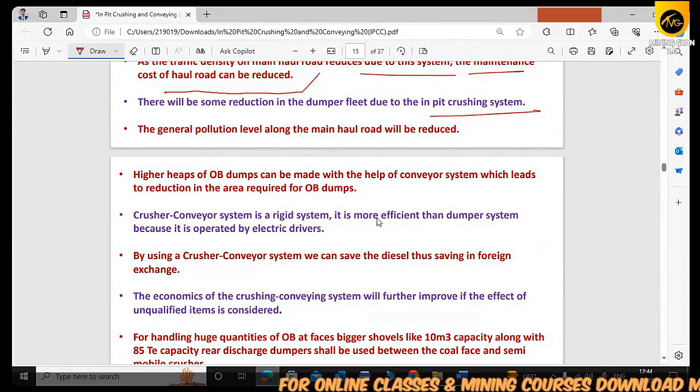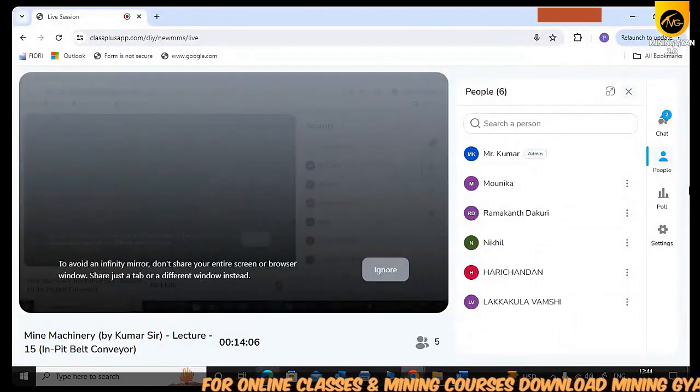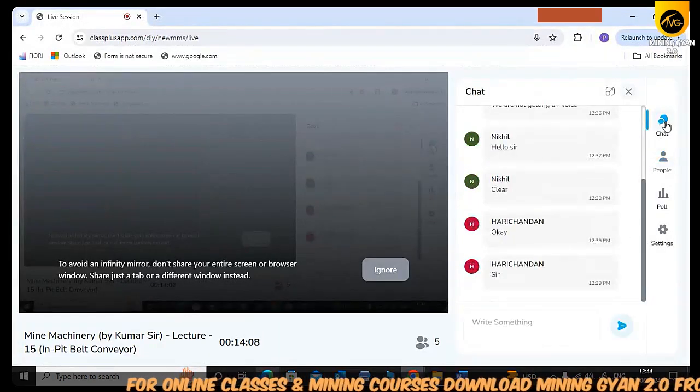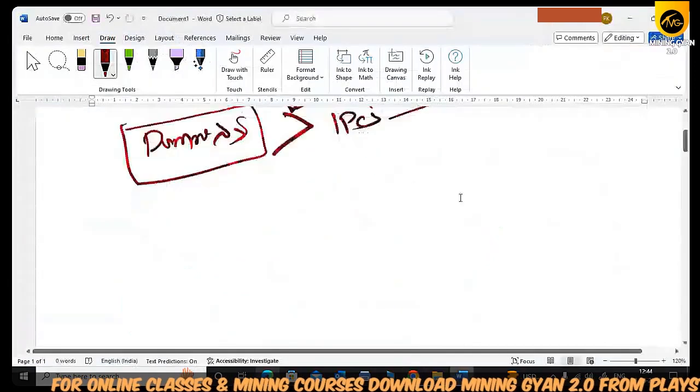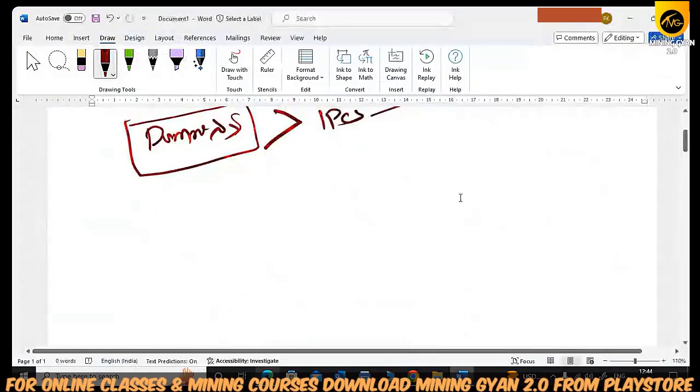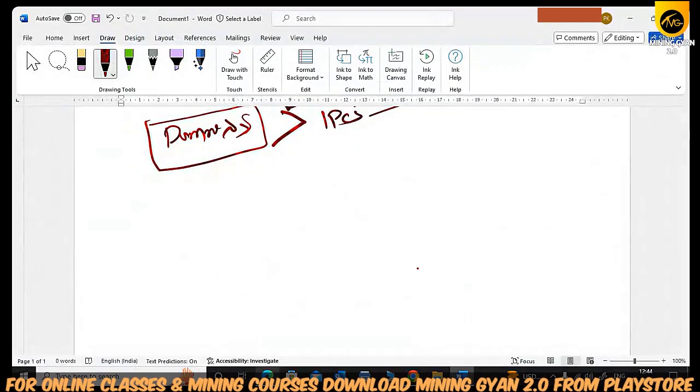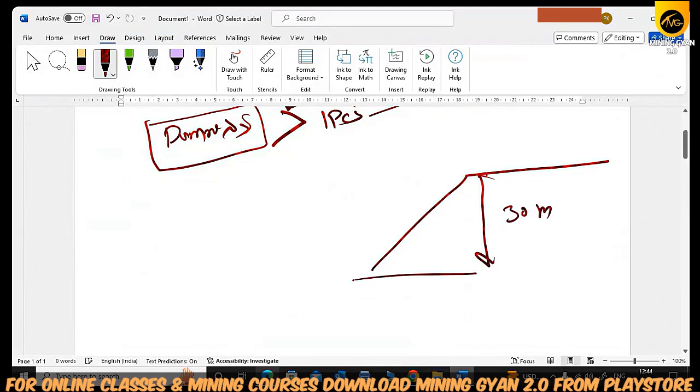So what is this statement saying to you? Let me explain with an example. You want to dump at a height of 30 meters. This is a very important practical question. So how do we make this 30 meter bench?